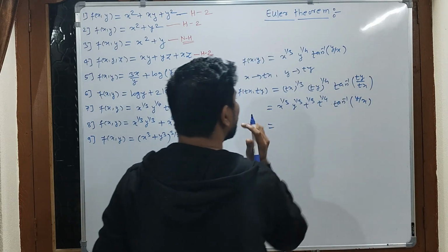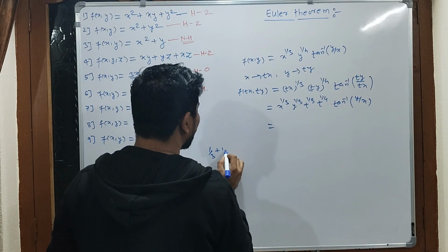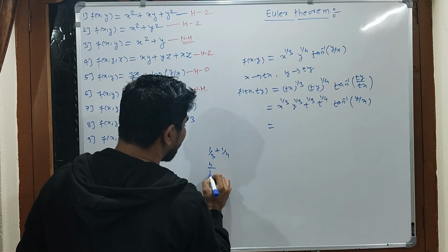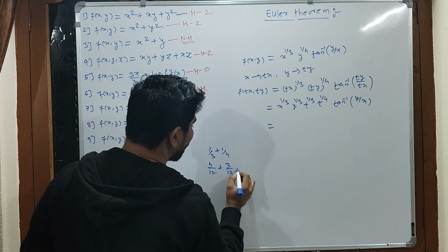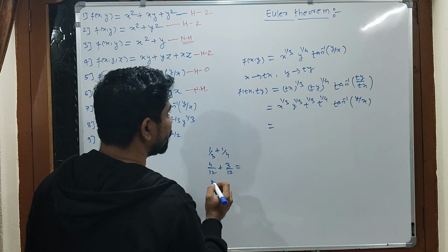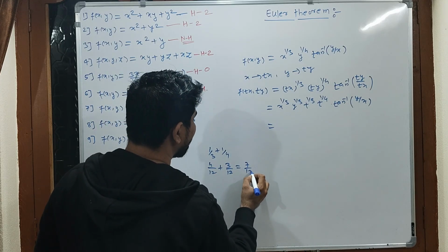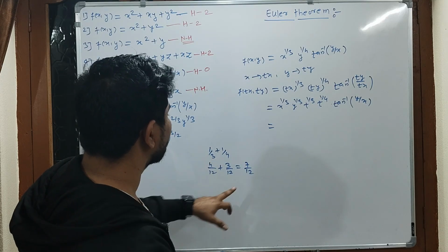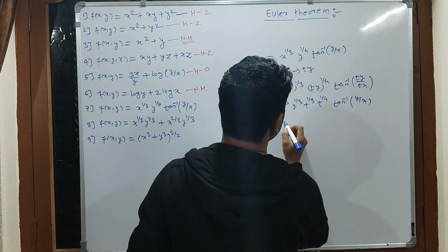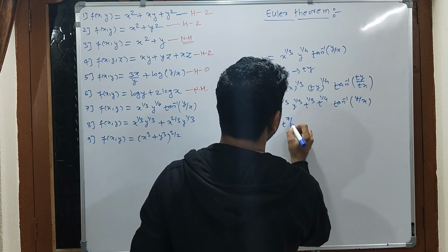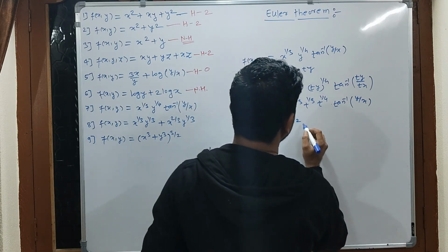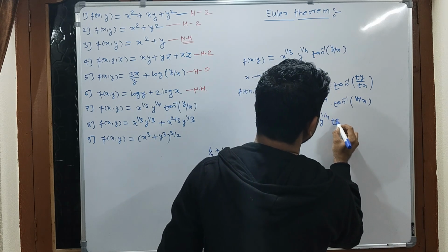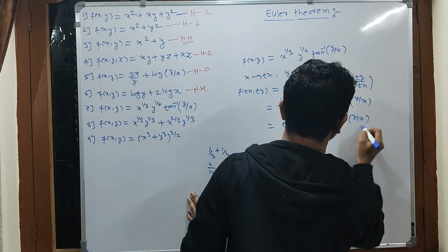Now this is equal to t to the power 1 by 3 plus 1 by 4. Now make the denominator 12: 4 by 12 plus 3 by 12, which is equal to 7 by 12. So this is t to the power 7 by 12 times x to the power 1 by 3, y to the power 1 by 4 times tan inverse of y by x.